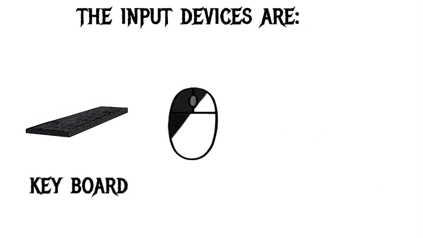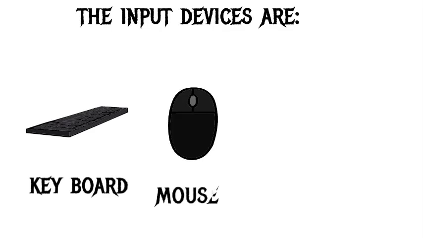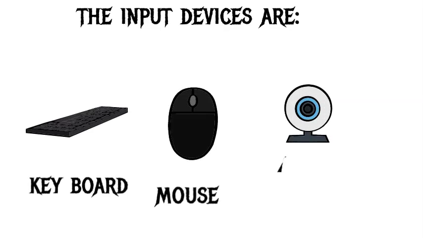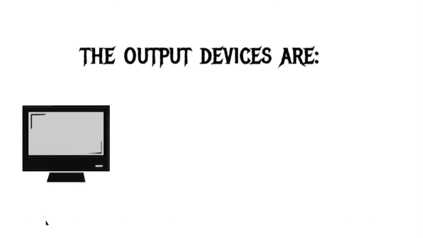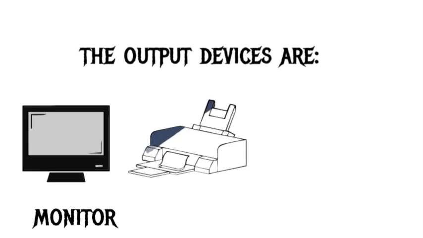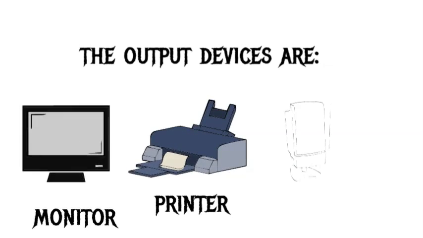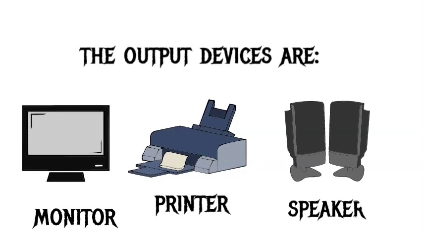The input devices are keyboard, mouse, webcam used when making calls or during web meetings. The output devices are monitor, printer, and speaker.